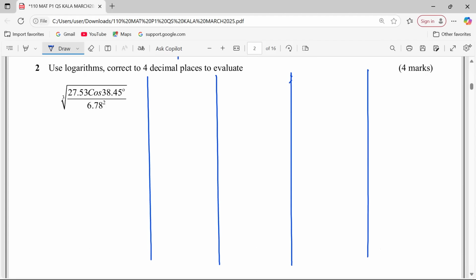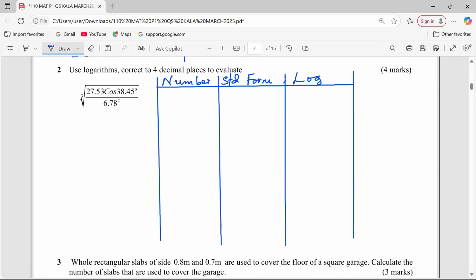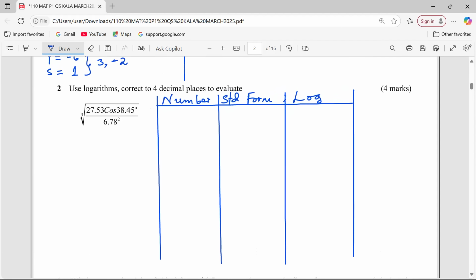So it's good for you to organize your working space very well when you are handling this type of question. It's just good for you to have your space well organized so that you begin with the number, then the standard form of this number, then the logarithm. So it's good to organize your work in such a manner.